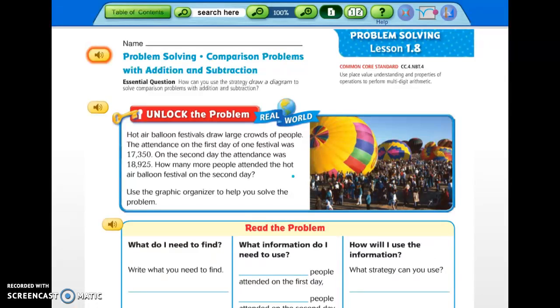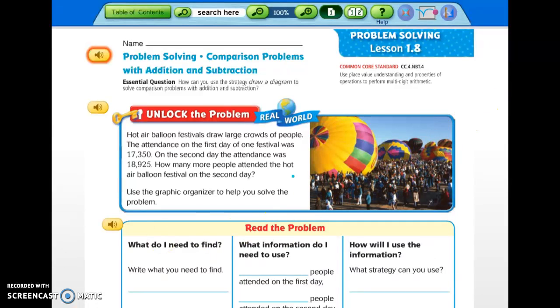A hot air balloon festival draws large crowds of people. The attendance on the first day of one festival was 17,350. On the second day, attendance was 18,925. How many more people attended the hot air balloon festival on the second day? Use the graphic organizer to help you solve the problem.